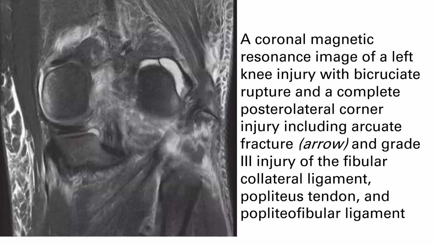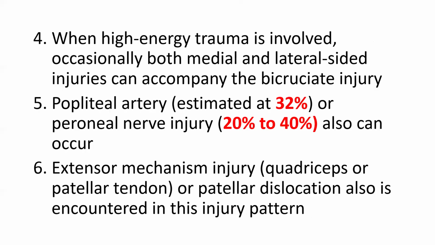You have to pay attention to this, and a grade 3 injury of the fibular collateral ligament, popliteus tendon, and popliteofibular ligament. When high-energy trauma is involved, occasionally both medial and lateral side injuries can accompany the bicruciate injury.